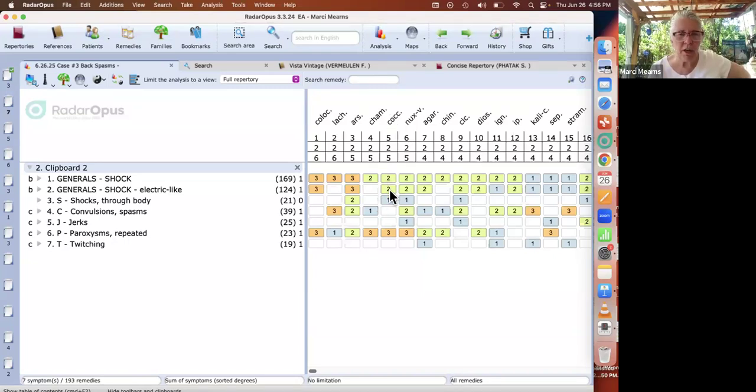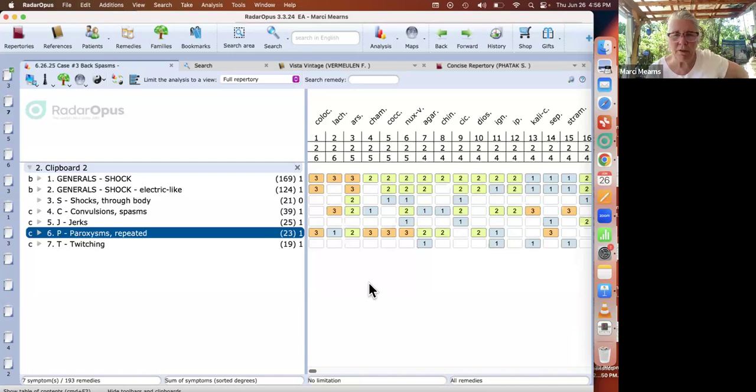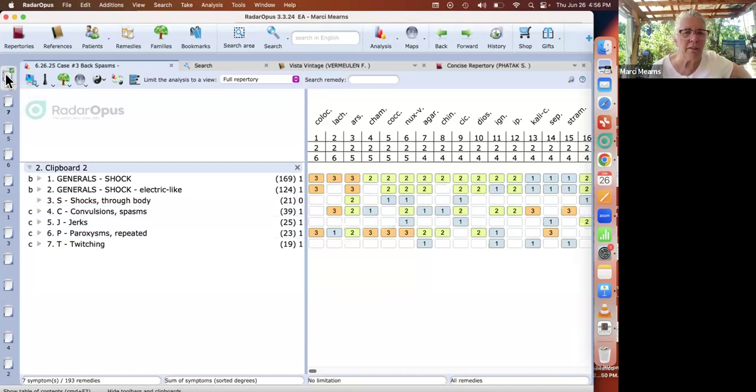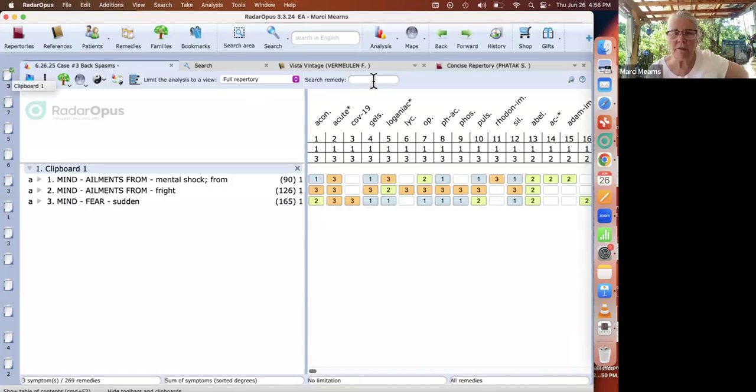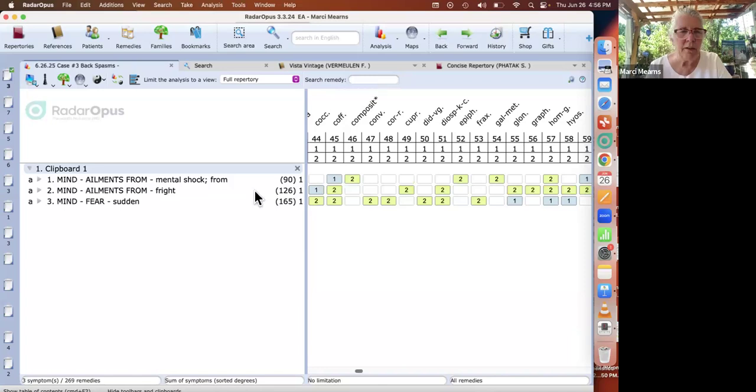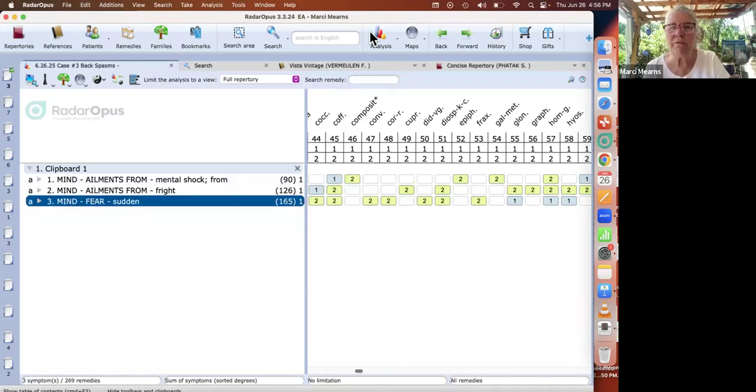Shock, electric-like shock, shocks through the body. I have it zeroed out. Look, paroxysm, repeated paroxysms. Cocculus, it's all there. Let's look here. Where's cocculus? There it is. Ailments from fright, sudden fear, aggravation from emotional disturbance.